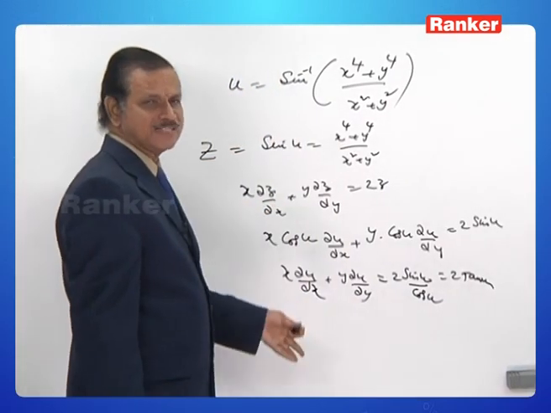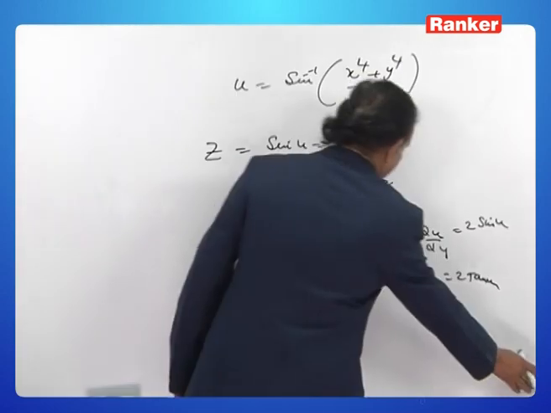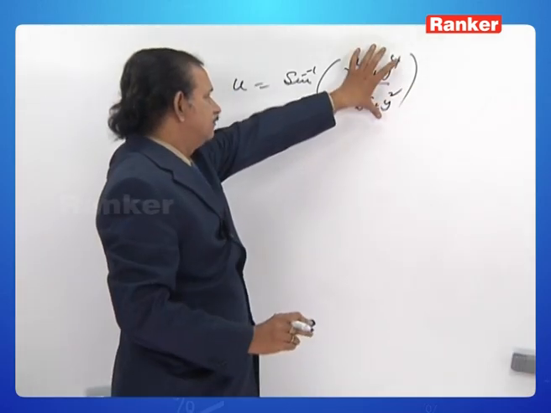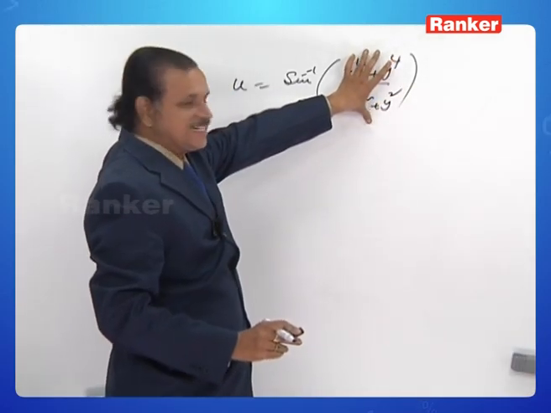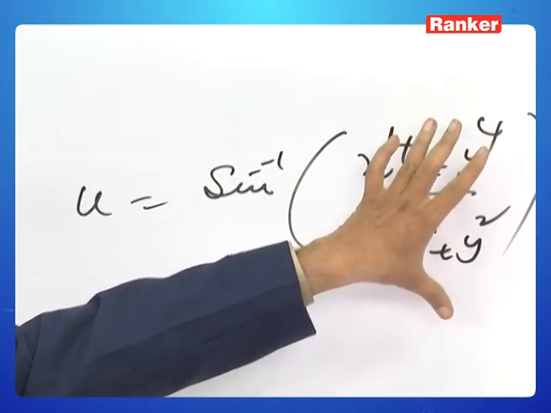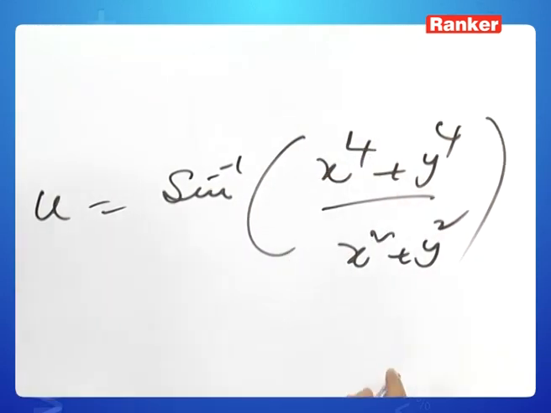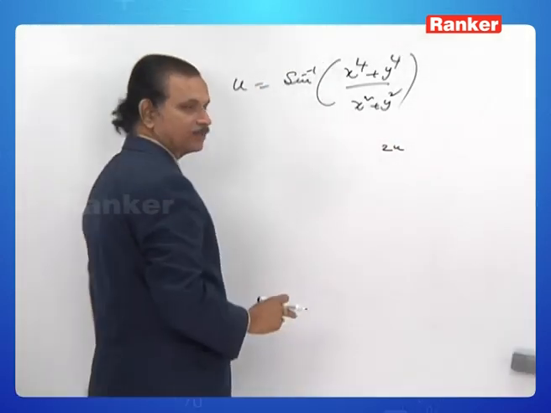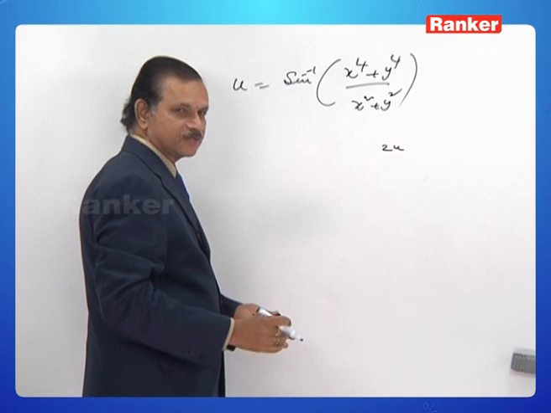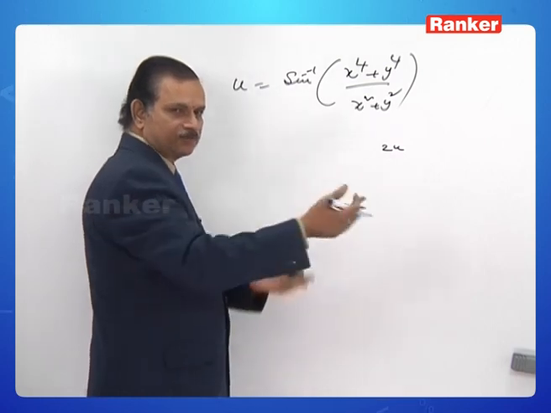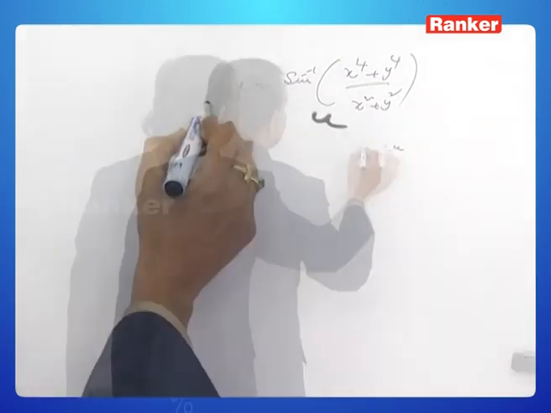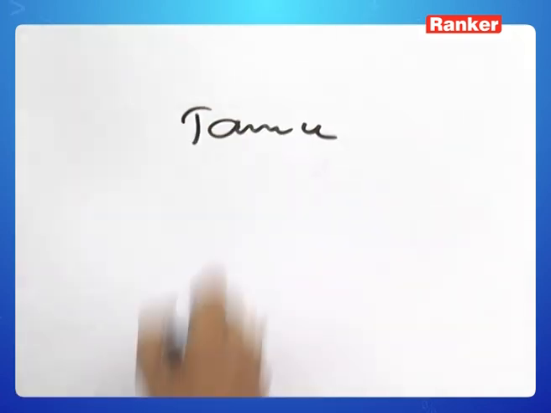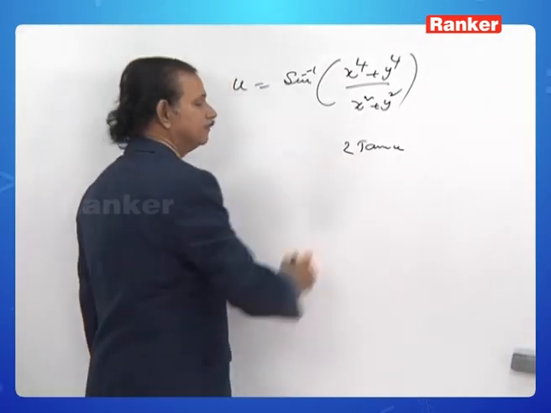Without doing all these steps, how to get the answer? Look here. Sine inverse of the function present inside these brackets is homogeneous, so of degree 2, write 2u. It is sine inverse function. Its inverse is sine function. Its derivative is cos function. Sin u by cos u is tan u. So 2 tan u.